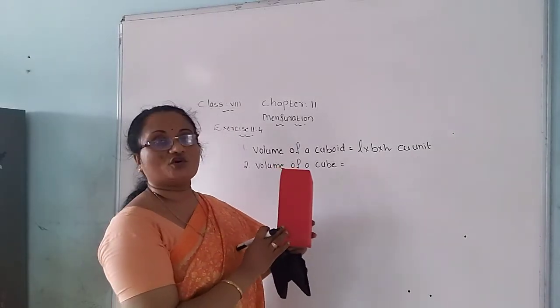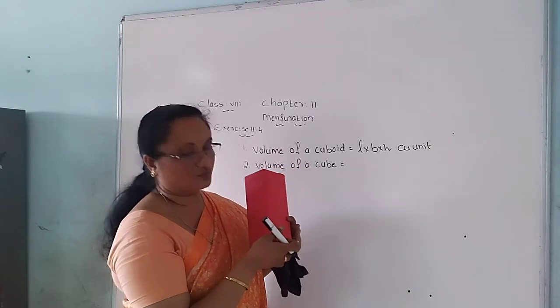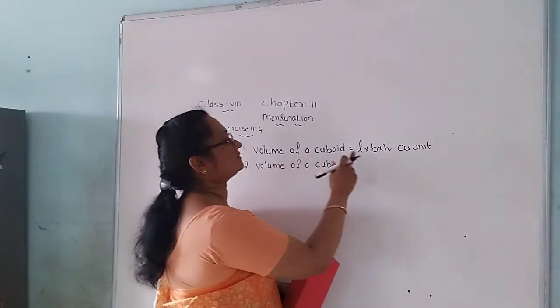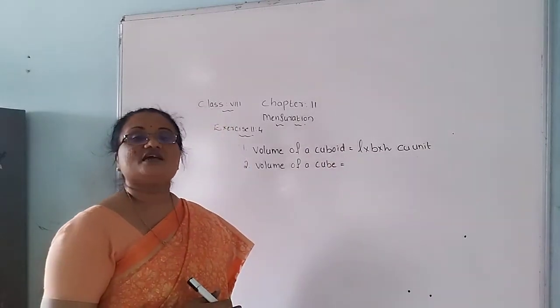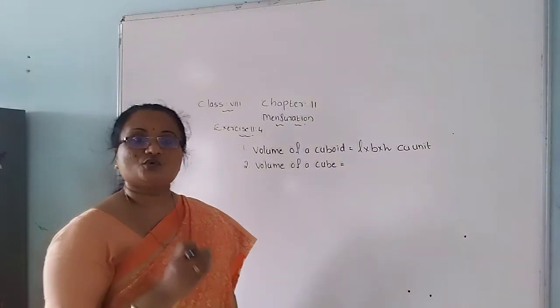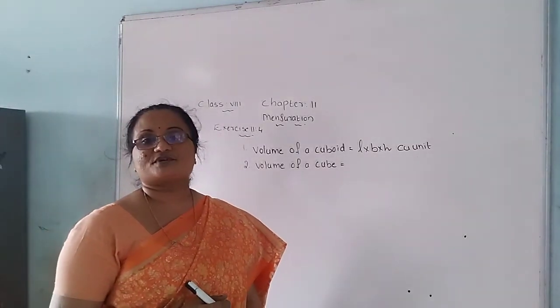Then, how do we find the volume of a cuboid? Length is multiplied with breadth and multiplied with height. So the volume of a cuboid is equal to length into breadth into height. The volume is represented in cubic units.